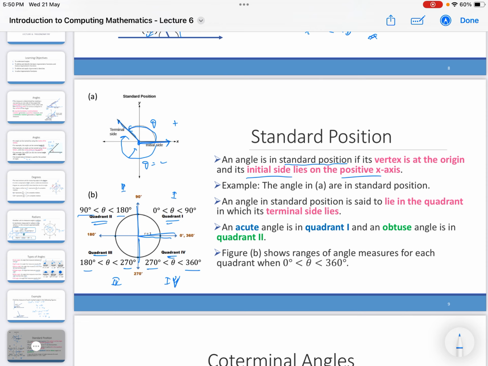Okay, and then we know acute is actually from 0 to 90. So basically acute is in quadrant 1. So this one. And then obtuse is from 90 to 180 degree. So basically it's in quadrant 2. Okay, so figure B shows the angles for each quadrant.